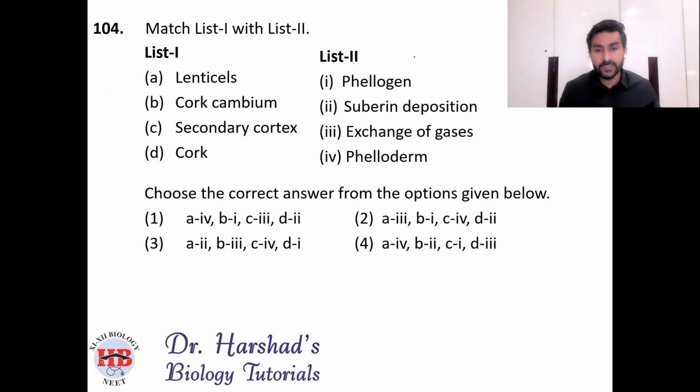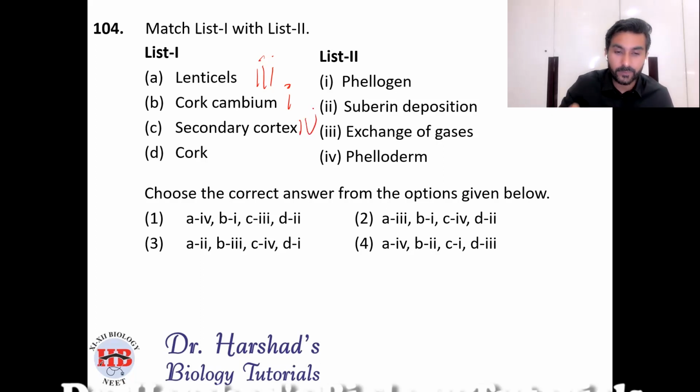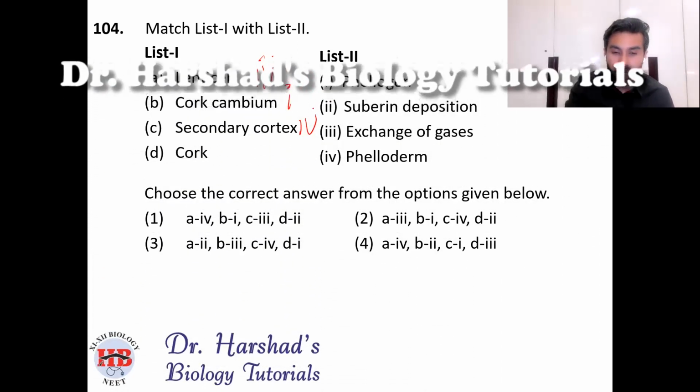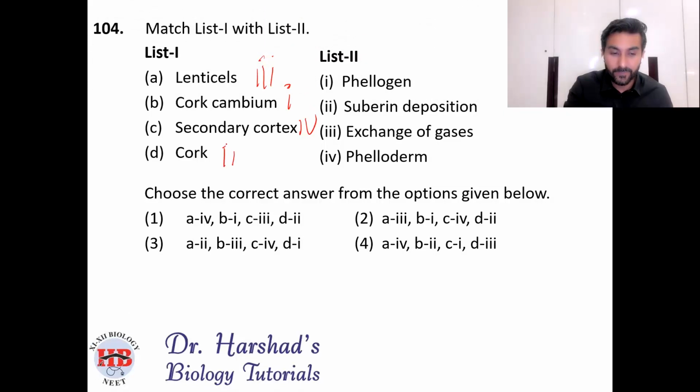The next question is again a match the column, which we had a large number of. If you remember, lenticels are present on the surface for exchange of gases. So that's A3. You have cork cambium, which is the outermost layer. Now, again, you have cork cambium, which is called the phellogen because it generates something called phellem, if you remember. Then you have secondary cortex. Now, secondary cortex is called phelloderm, so that is C4. And cork is basically thick walled because of deposition of suberin. So D will be 2.